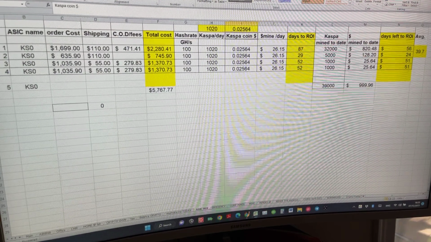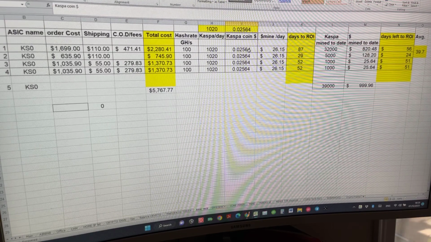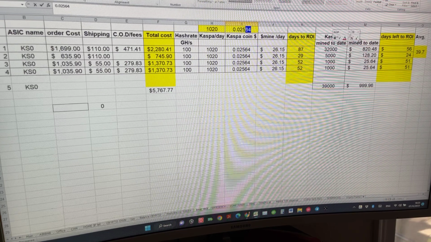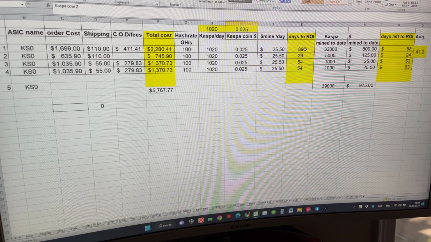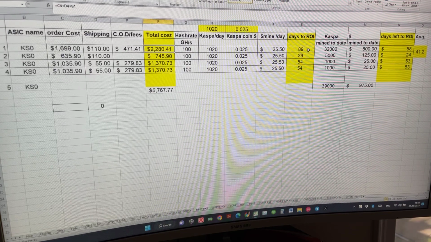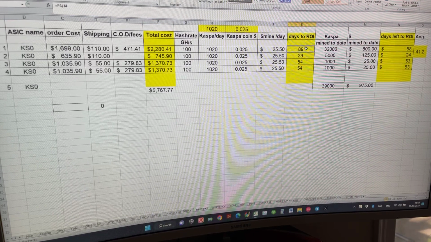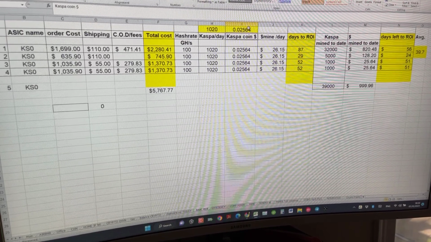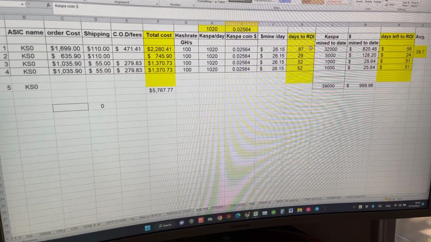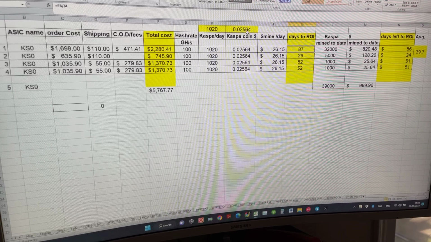And as soon as I plug these numbers in, if you notice, the ROI days changed, because if I use 2.5 cents for the Caspa price, my ROI is 89 days. If I buy today for this 2,280, right, and start mining just today, it's going to be 90 days, almost 3 months to ROI. Now if I put in the real price that I can sell at today, 2.6 cents, it's 87 days. So yeah, it affects it quickly, like two fewer days to mine if the price goes up.